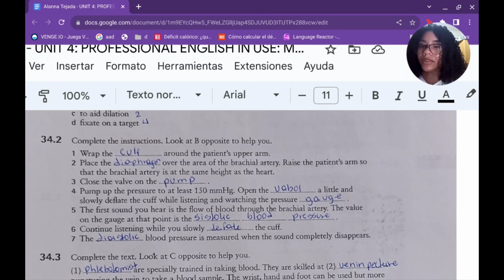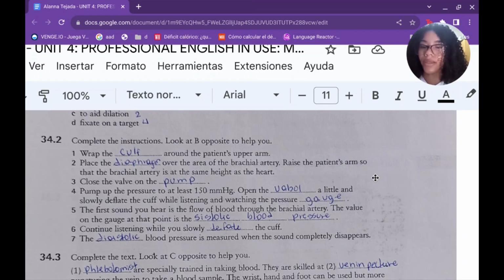4.2 Complete the instructions. Look at B opposite to help you. 1. Wrap the cuff around the patient's upper arm. 2. Place the diaphragm over the area of the brachial artery. Raise the patient's arm so that the brachial artery is at the same height as the heart. 3. Close the valve of the pump. 4. Pump up the pressure to at least 150 mmHg. Open the valve a little and slowly deflate the cuff while listening and watching the pressure gauge.